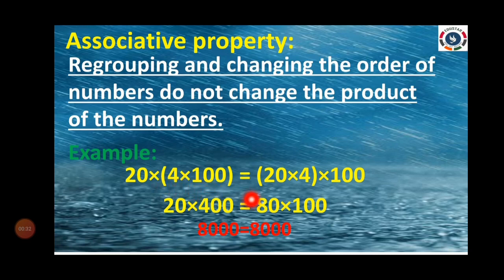Equal to 20 into 4. That value is given inside the bracket. So 20 into 4 you get 80. Then into 100. Now 20 into 400 how much now? 8000 is equal to 80 into 100, 8000. So you are getting the same value.